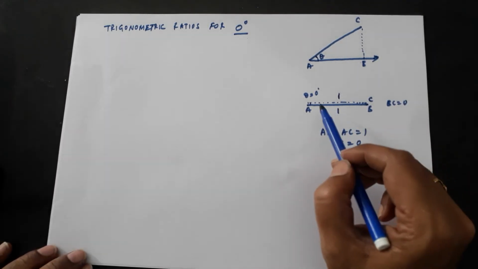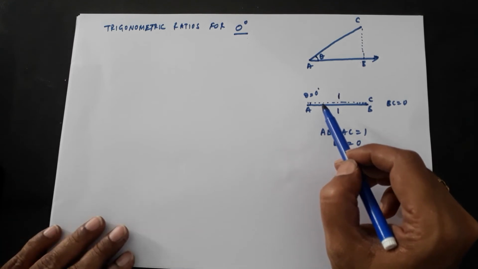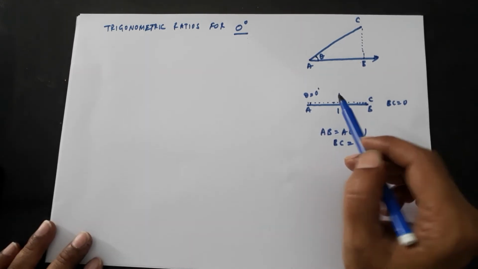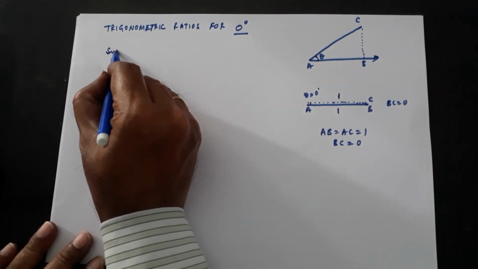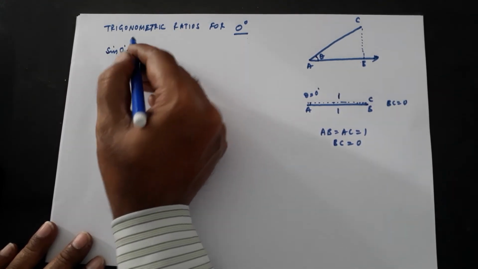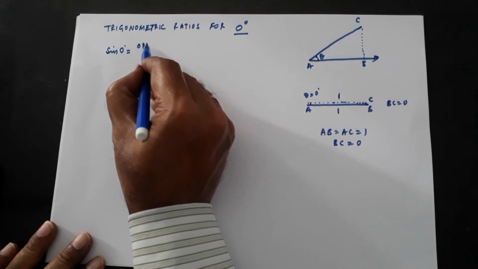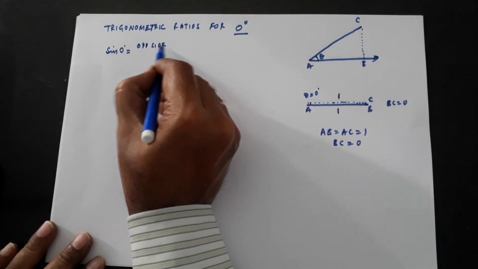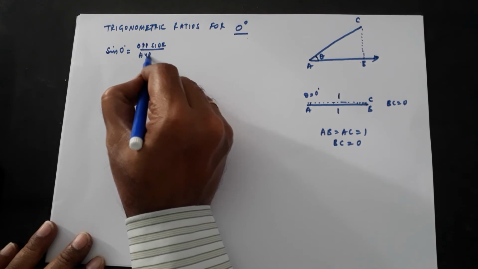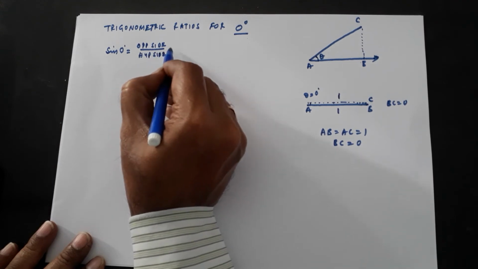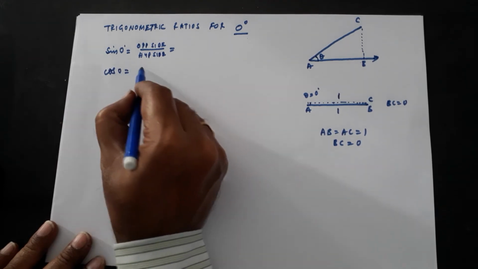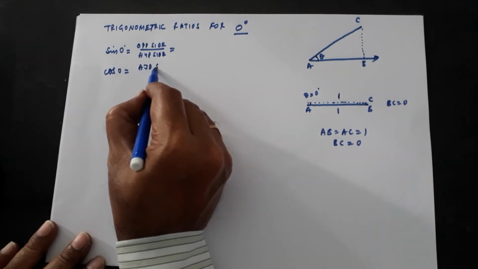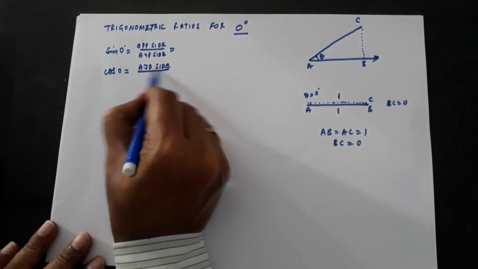So in this triangle, to find the trigonometrical ratios, sin 0 degrees equals opposite side by hypotenuse side. I'll write all the ratios first. Cos 0 is equal to adjacent side by hypotenuse side.